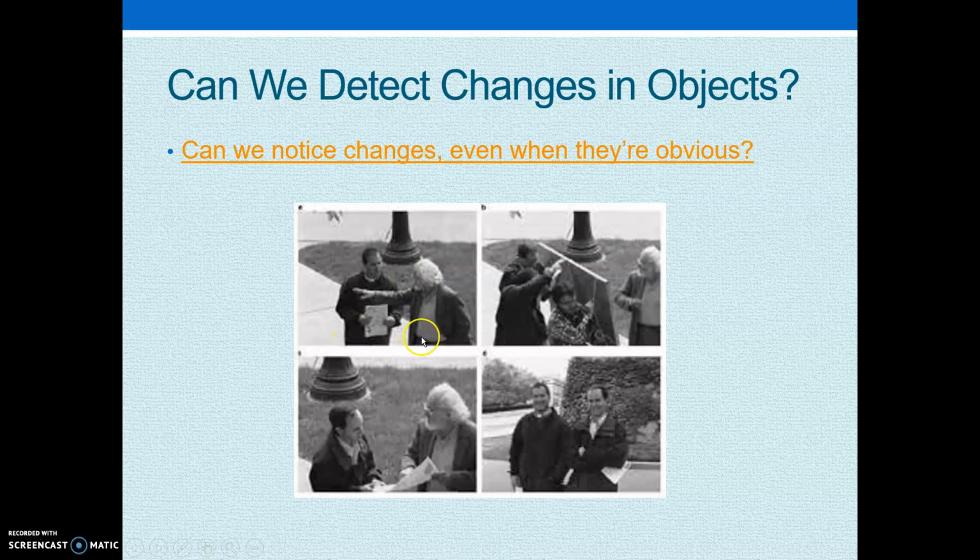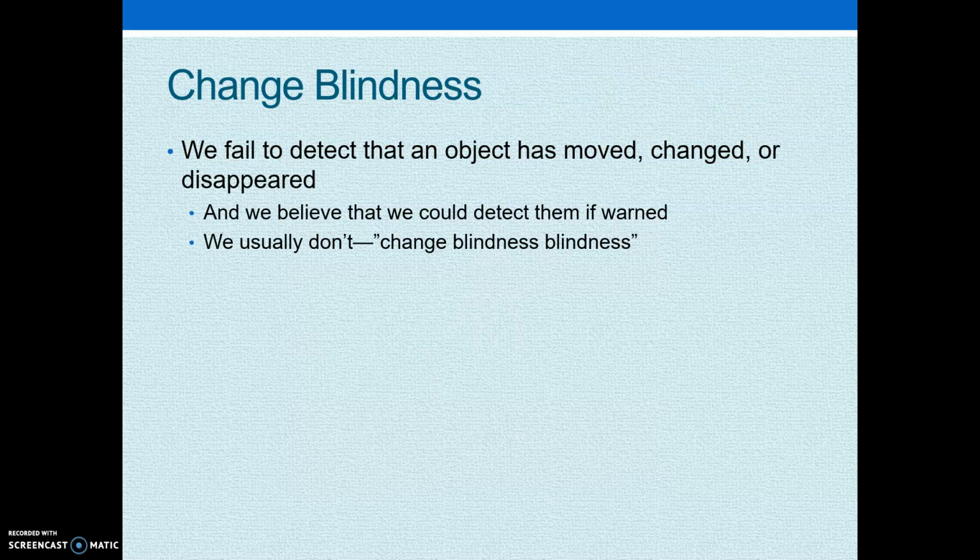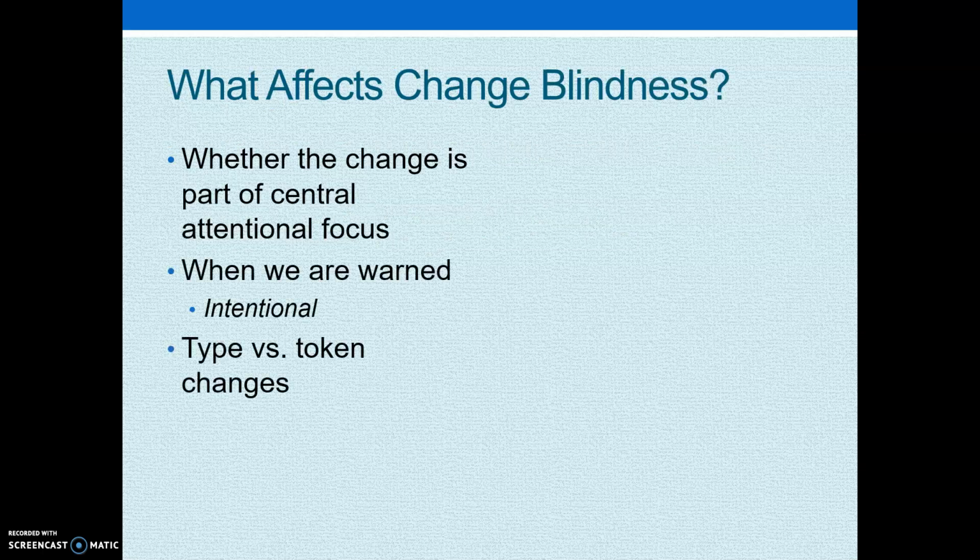So in this particular case, this is a famous study of change blindness by Simons and colleagues that basically has a man asking a professor for directions. And then through a clever little trick, another actor comes in to replace the man. These are two completely different men, but this particular faculty member does not realize that the person is a completely different person. So this is change blindness. We fail to detect that an object has moved, changed, or disappeared. And what's amazing is that even if we're warned, we think that we'd be able to notice that change, and we usually don't, which is referred to as change blindness.